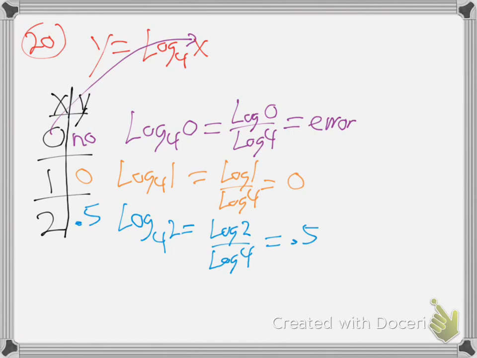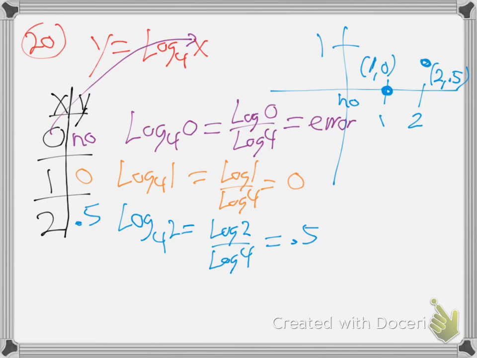So on the graph, I don't know if I have room here. I'll just try to squeeze it in over here. So on the graph, over 0, no. I'm just going to write no in the center. Over 1, up 0. Over 2, up 0.5. And then right in the middle is no. So somehow we have a graph that has those two dots.